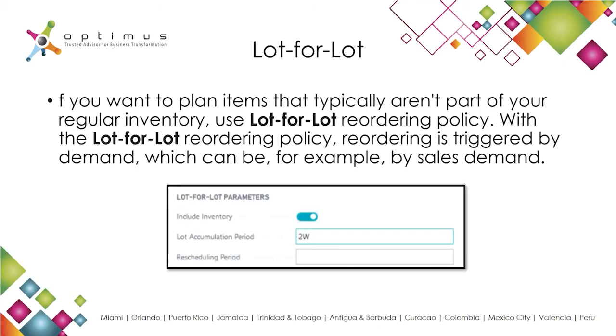Now, lot for lot, if you want to apply it to items that typically are part of your regular inventory, use the lot for lot reorder policy, okay? With the lot for lot reordering policy, reordering is triggered by demand, which can be, for example, sales demand. So what do we have with lot for lot? What's the idea? Okay, I already have the idea of the inventory levels that we have explained. Once again, we have two: maximum inventory, and the first one where we're going to have the fixed reorder quantity.